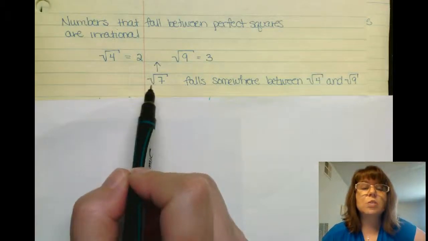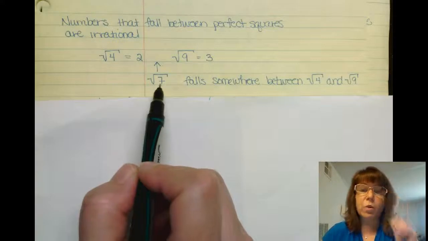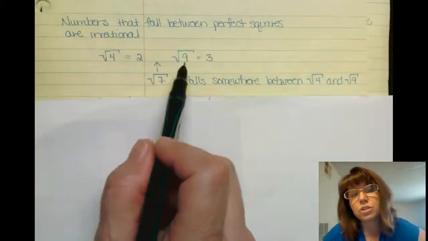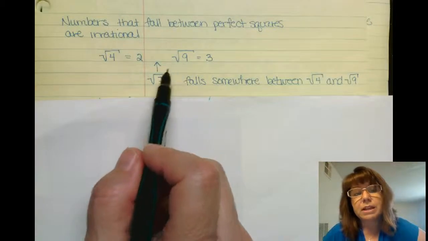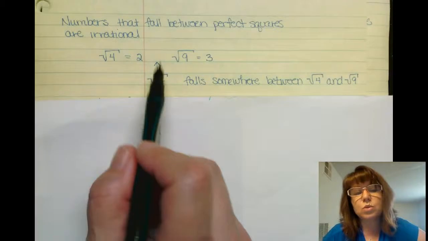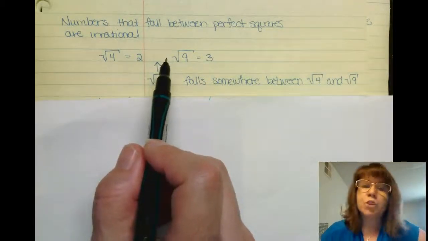So the square root of 7 falls somewhere between the square root of 4 and the square root of 9. And I bet you anything, it's closer to the square root of 9, because 7 minus 4 is 3 and 9 minus 7 is 2, so it's going to fall somewhere closer. So I would say it's over 2.5.